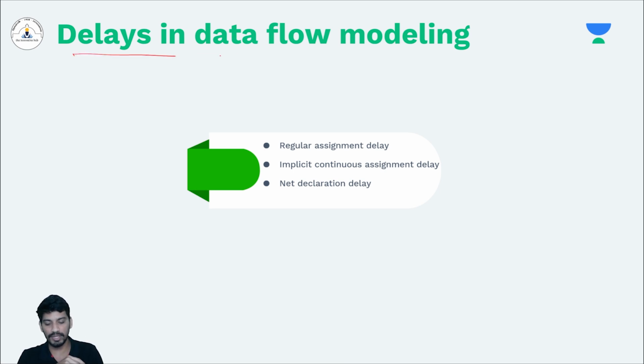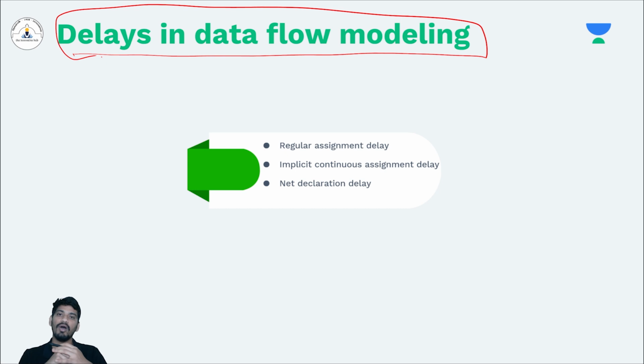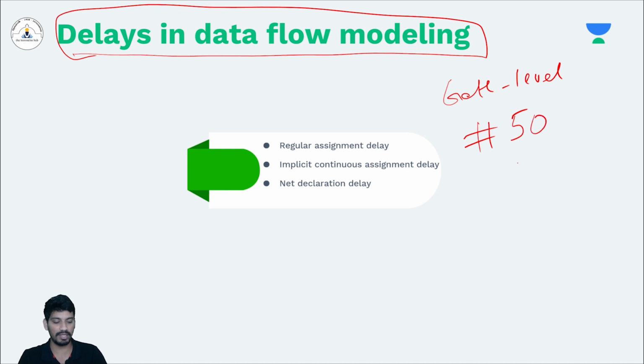Now let's see how to give delays in data flow modeling. We have already learned how to give delays in gate level modeling, right? In gate level modeling, we can give the delays to logic gates by using hash and then defining how much delay you want. Let's say 5 nanoseconds or 50 nanoseconds. How much time units delay you want, you can define by using hash followed by the number. In the same way, you can give delays in data flow modeling as well. There are three ways you can use the delays. One is regular assignment delay, and second one is implicit continuous assignment delay, and third one is net declaration delay. We'll see what are these three things.